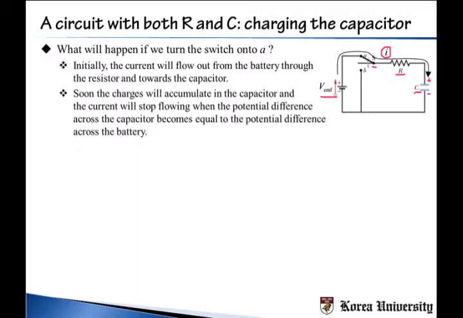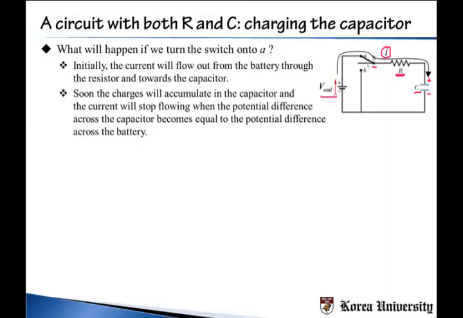When there are many charges inside the capacitor, the potential will also be very big. And when the potential difference in the capacitor reaches V_EMF, which is supplied by this EMF device, there will be zero potential difference across R. So according to Ohm's law, there will also be no current flowing through the resistor. That's when the current will stop flowing.